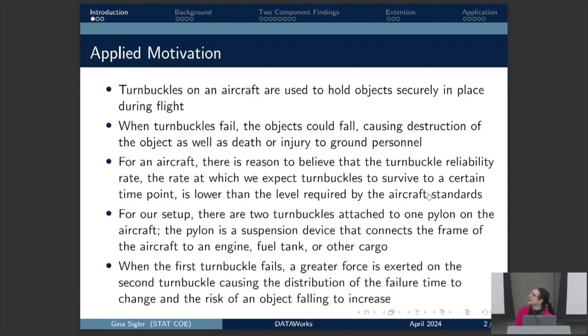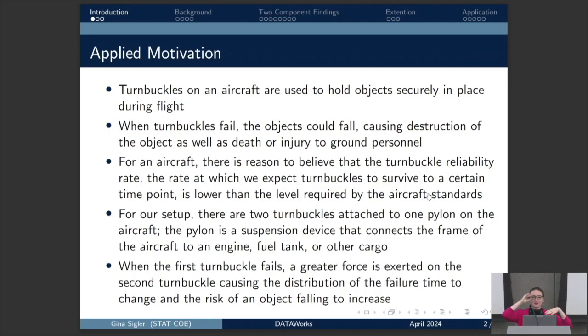All right, so my applied motivation. This is a research project, but first and foremost, it's an applied research project. So I want to keep to why I'm actually doing a whole bunch of math here in the middle. Aircraft have turnbuckles on them. So we're going to be doing something kind of involved in safety and reliability. Turnbuckles hold things in place for an airplane. And when the turnbuckles fail, it can cause death or injury to personnel below.